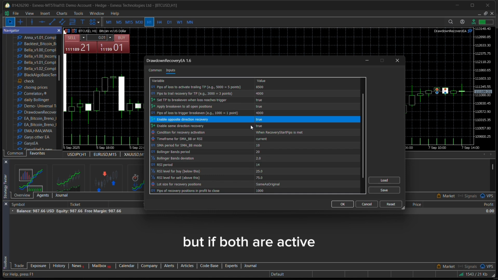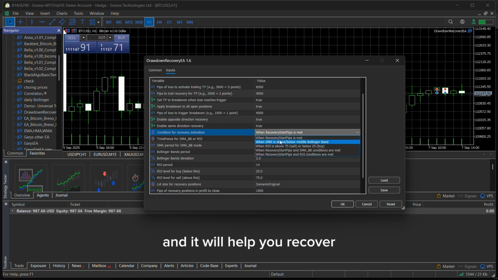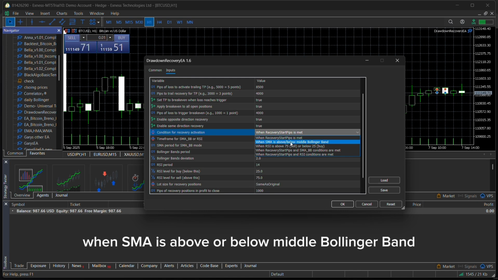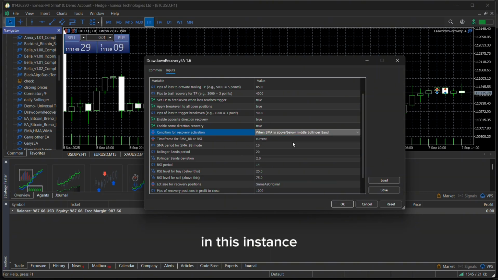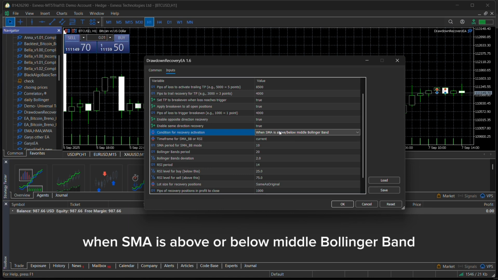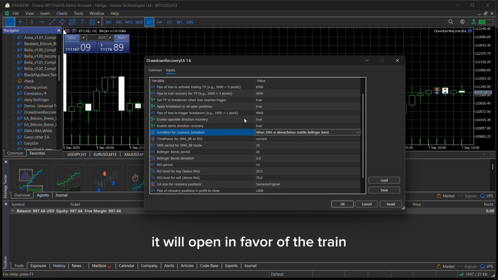But if both are active, it will open only in the same direction so that you don't have two positions, and it will help you recover. But we have other options here when SMA is above or below the middle Bollinger Band. In this instance, if the SMA crosses above the middle Bollinger Band, even if both same and opposite direction are opened, it will open in favor of the trend.